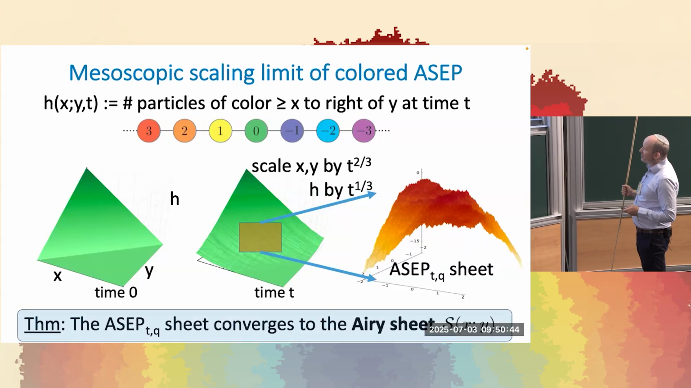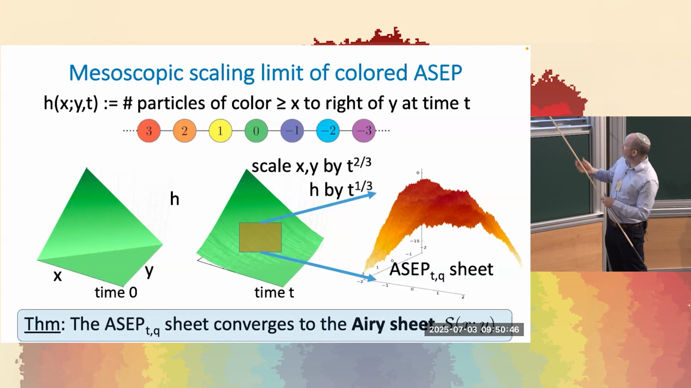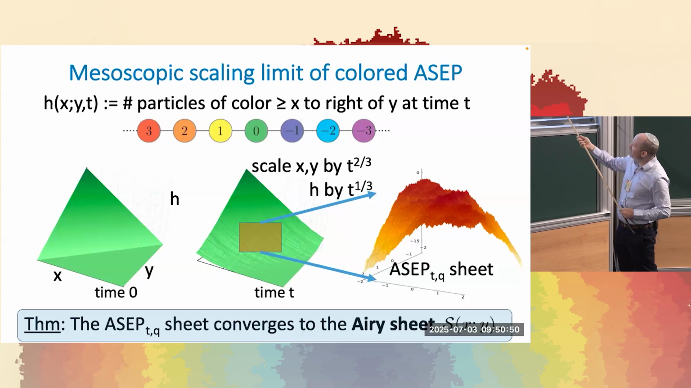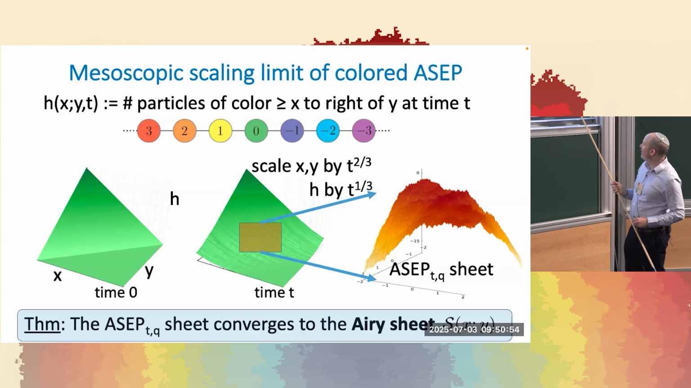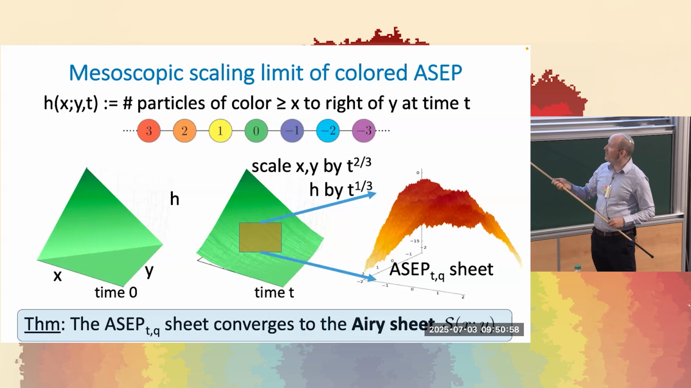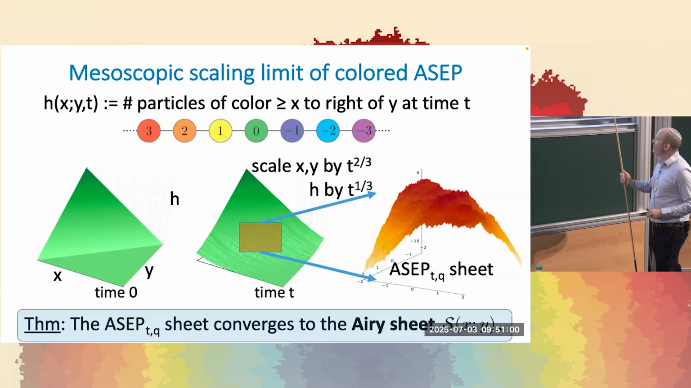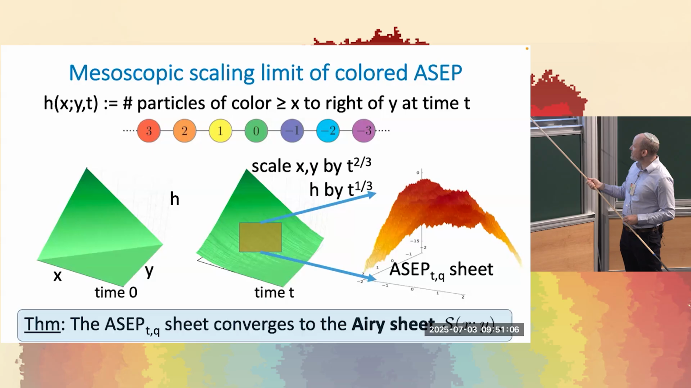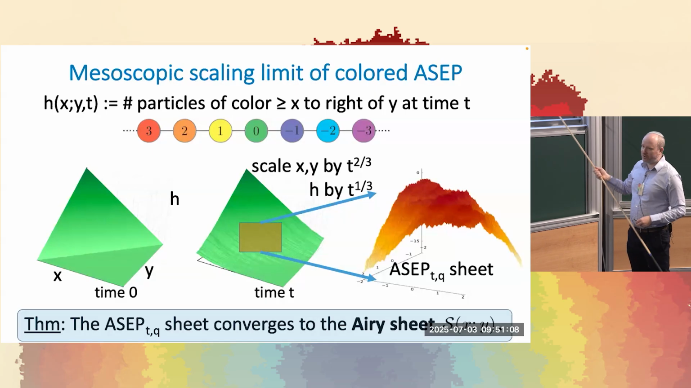So here's what the theorem says. I call this an ASAP TQ sheet, for any q between 0, including 0, and strictly less than 1. And what the result says is that as t goes to infinity, this random two-dimensional height field converges to a universal limit, something called the Airy sheet. And this doesn't depend on q.